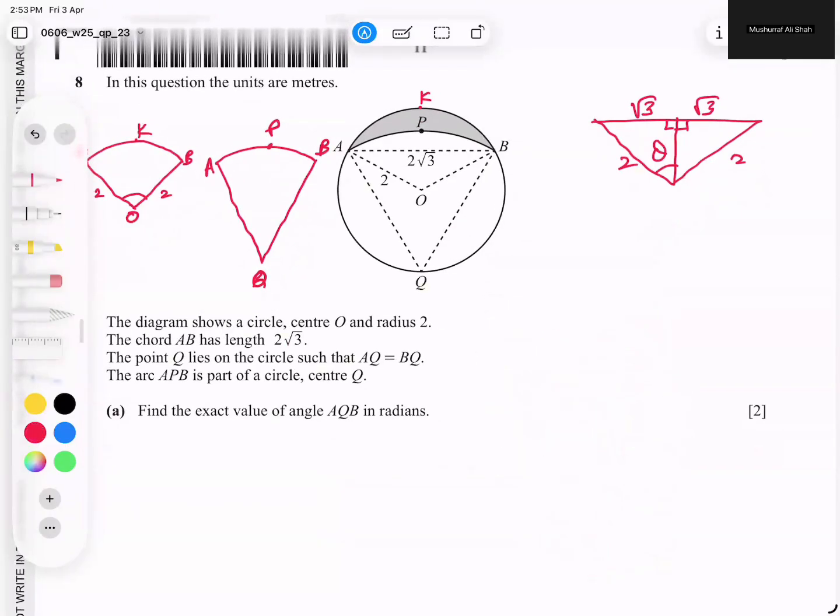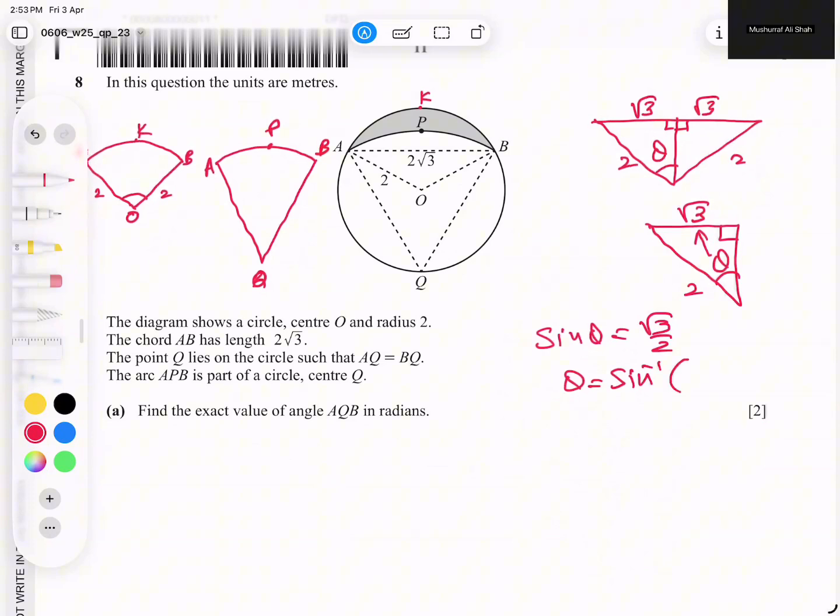This I'm erasing. So first of all, I redraw this big triangle once again, with root 3 and 2 and this theta. In front of theta is called opposite. Opposite by hypotenuse, I'm writing sine theta. Sine theta is root 3 by 2. So sine inverse of root 3 by 2, I get 60 degrees, which is pi by 3. So times 2, I get the full angle.